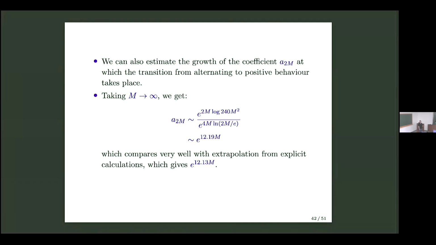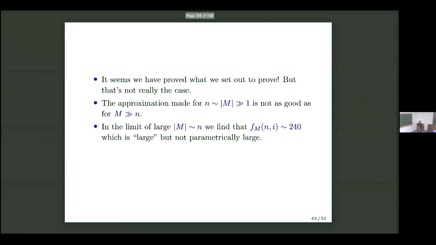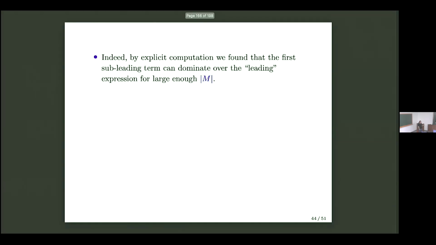So we thought, wow, this approximation is great. Well, no, because this approximation where n is of order m is not as good as the other approximations I made, for the reason that f is only large in the sense of 240, but not large in the sense of any parameter. And by doing more numerics, we realized that the terms we have neglected individually can be opposite in sign and dominate the leading term individually.